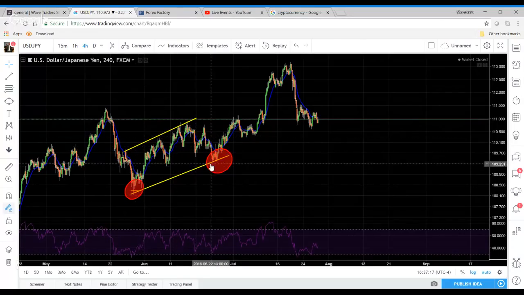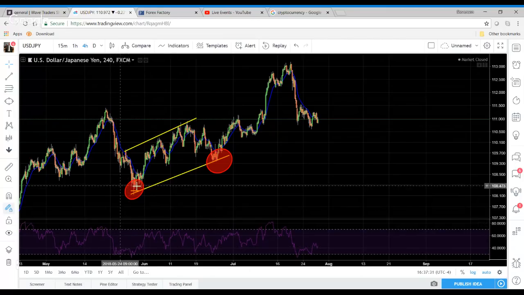Come down here, retest, create that channel right before the low. These are the areas you want to buy. And look how it lines up exactly with my RSI. That's where you want to buy.